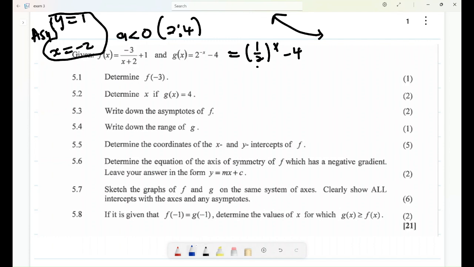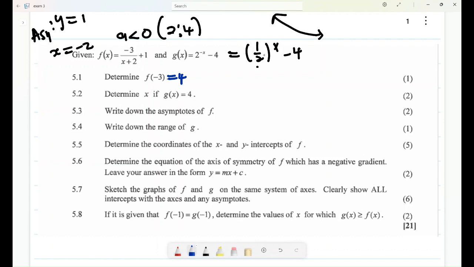Determine f of negative 3. What do we do here? We just substitute x as negative 3. So I'm going to have negative 3 divided by negative 1, which is 3, plus 1, it is 4. So f of negative 3 is equal to 4. Straightforward.